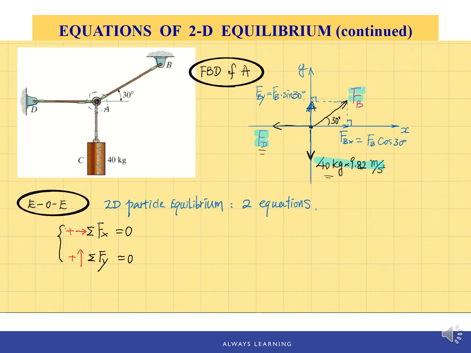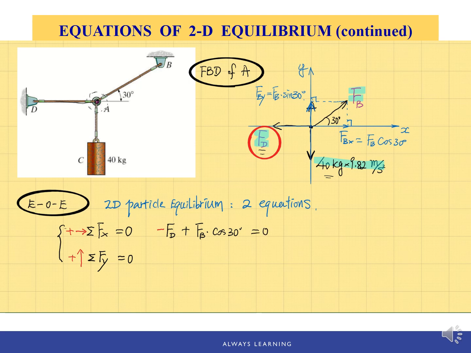In the x direction, we have two forces. One is FD, which points to the negative x direction, so we'll put negative FD here. The next component is FBX, which points to the positive x direction, so it becomes a positive value, FB times cosine 30, and equal to 0.